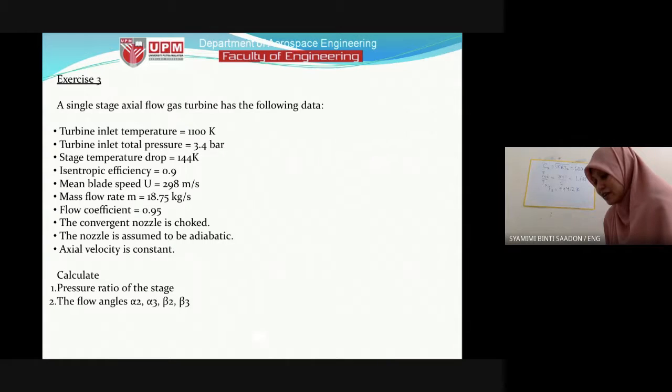And then to calculate each angle, what do we have? Angle alpha 2, alpha 3, etc. So we can calculate alpha 2 first. So cosine alpha 2. We draw the diagram first. Cosine alpha 2.